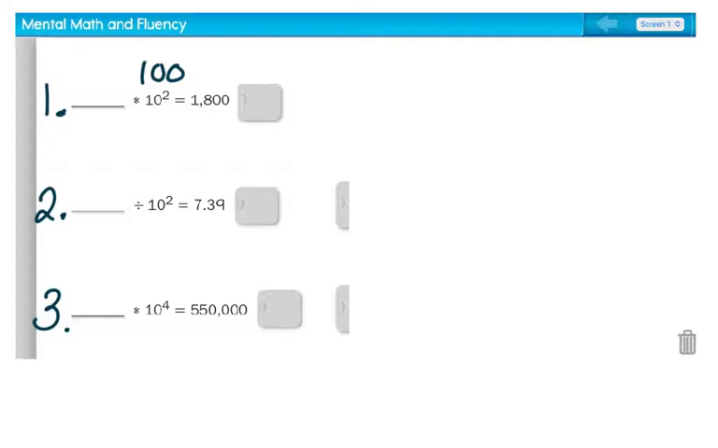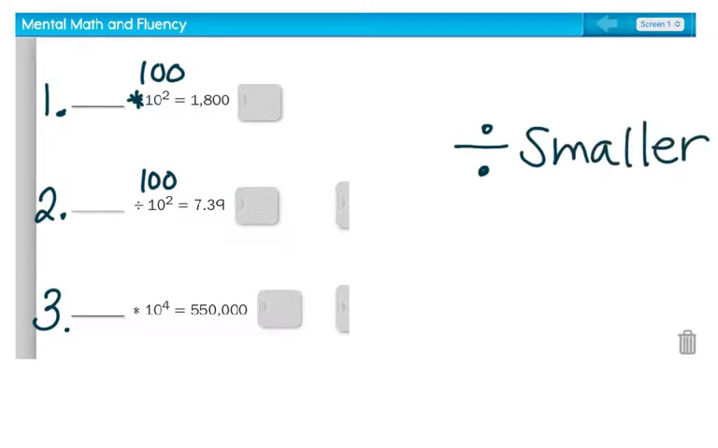Now, be careful. Dividing by 100, or 10 to the second power, to get 7 and 39/100. Remember, when we divide, the number gets smaller. When we multiply, it gets larger.